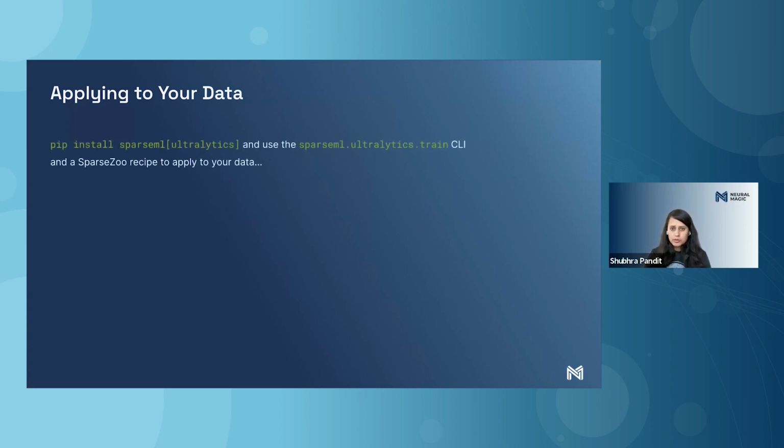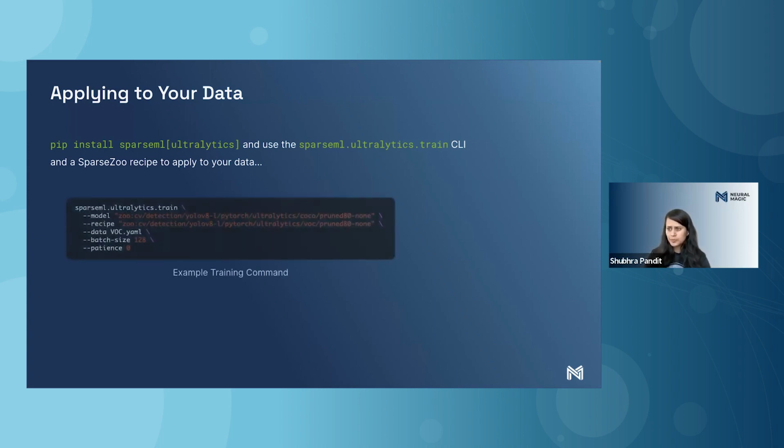It's pretty simple. You just pip install SparseML with the Ultralytics option and use our command line interface to start the sparse transfer process. Here there are three main arguments that you need to provide: the model, the recipe, and the data. The model specifies the base model that you want to start the transfer learning process with, and you can find one of the models from our SparseZoo that we mentioned previously.